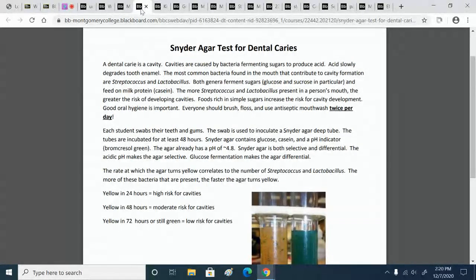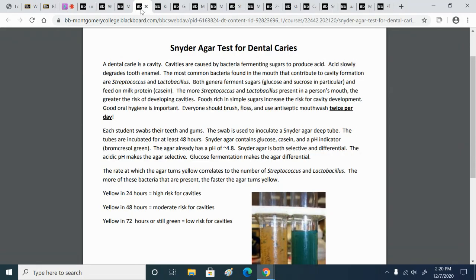So then we started doing some experiments on normal flora, right, the normal microbiota. Our first experiment was a Snyder agar. We were testing for the presence of two groups of bacteria, Streptococcus and Lactobacillus, which produce acids. So if you have a lot of those bacteria on your teeth, the acid will destroy the tooth enamel and create a cavity, or technically a carie.